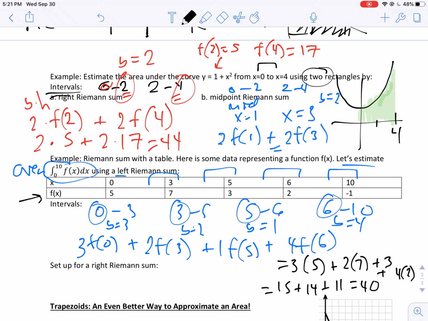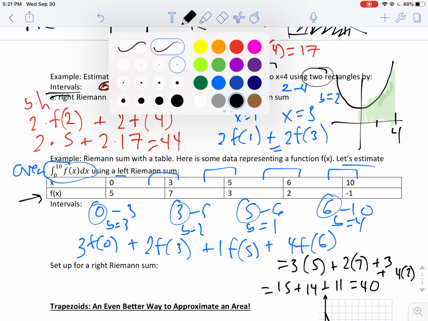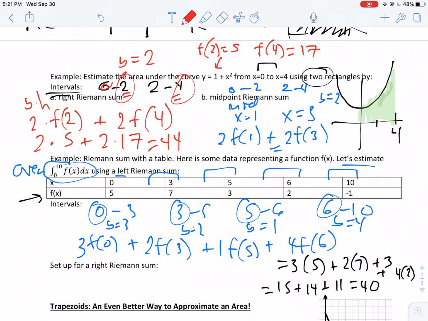We couldn't do a midpoint here because we don't have the values between, but we could do a right Riemann sum, right? We could just look at the right part of each interval. So again, we just do 3 times f of 3 plus 2 times f of 5 plus 1 times f of 6. Oh, sorry, that shouldn't be 2, that should be a 5. My handwriting's bad. Plus 4 times f of 10, and then just plug those values in.